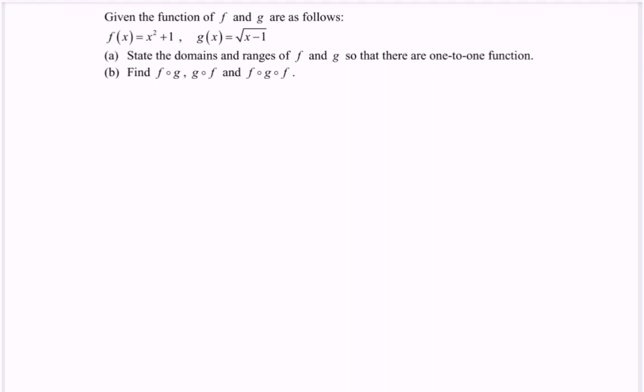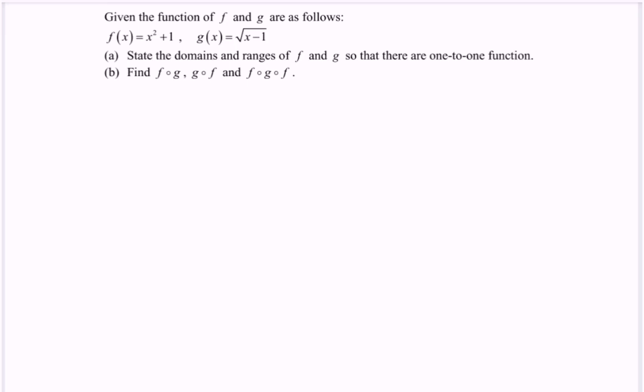Hello everyone, in this video I'm going to discuss the example for function and graph. Given the functions f and g as follows. So here we have the function f(x), which is x squared plus 1. And we have the function g(x), which is equal to the square root of x minus 1. State the domain and range of f and g so that they are one-to-one functions.